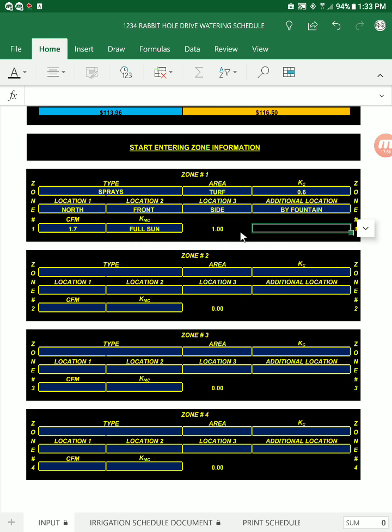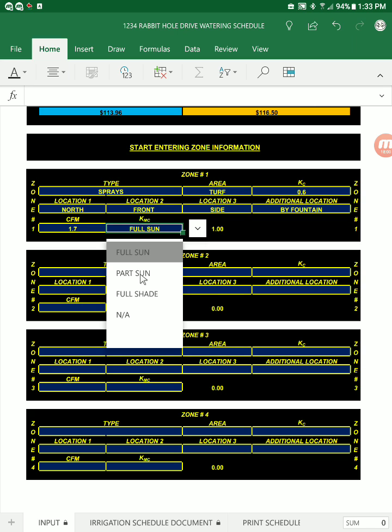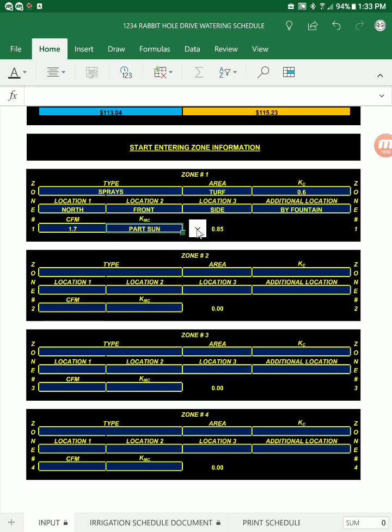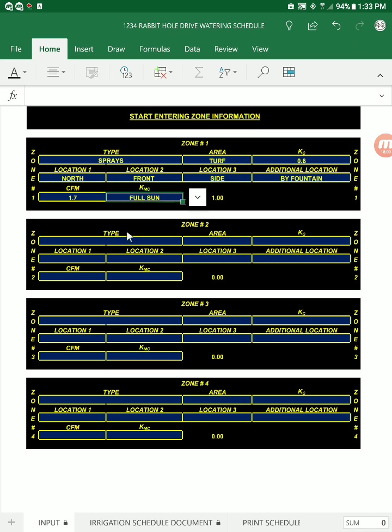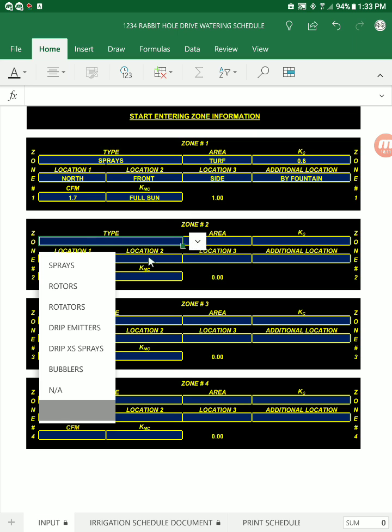Okay, this little number that's pulling up right here is just kicking out my KMC, my microclimate coefficient. That really almost doesn't even need to be there, but for some reason it is. Okay, so this is completely filled out. Okay, let's do another one.